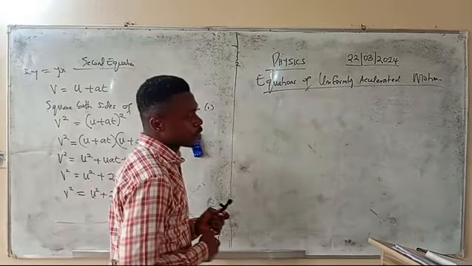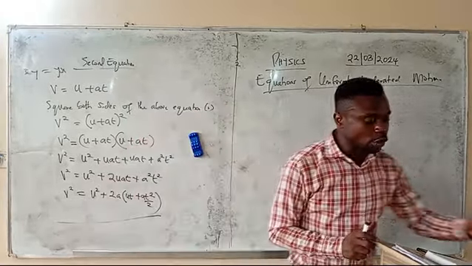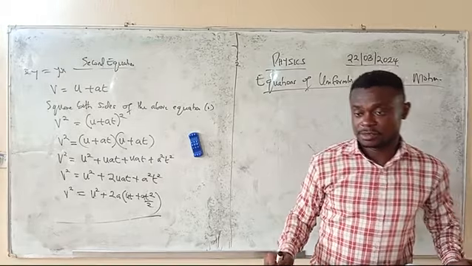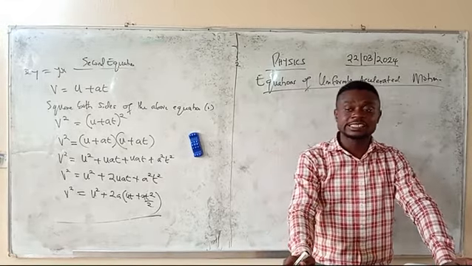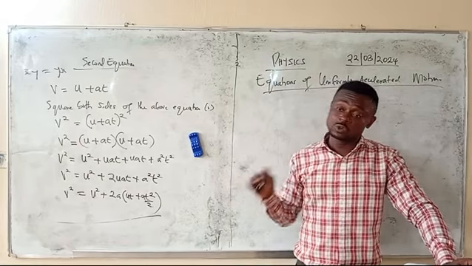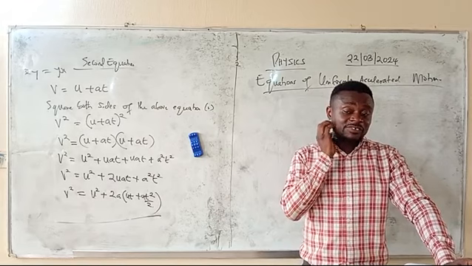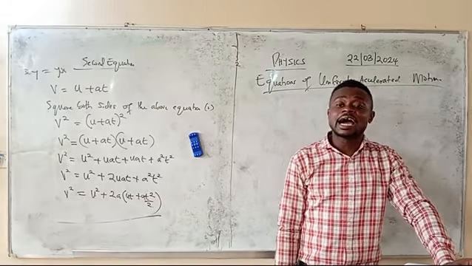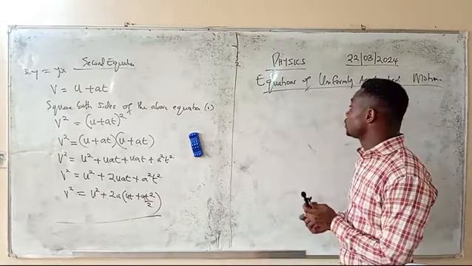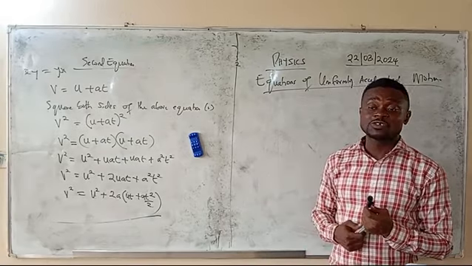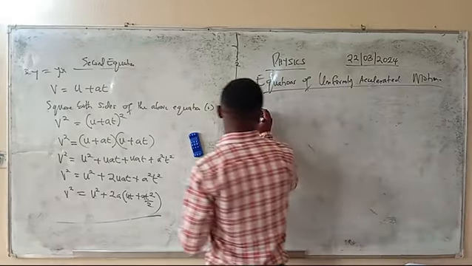Before we go into the second equation, you need to understand the concept of average velocity and total distance covered. If you understand that, then you can prove the second equation. Average velocity is simply the total distance over time.